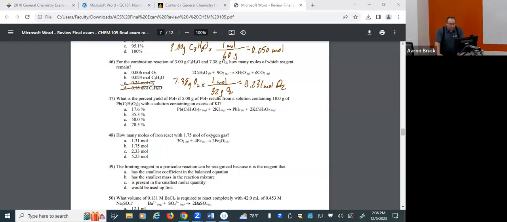Now, do I know between A and B what I'm looking at, what I'm looking for? Not yet. I need to take it one step further. I need to convert my moles of one of these into moles of the other and see, comparatively, which one there's more of.